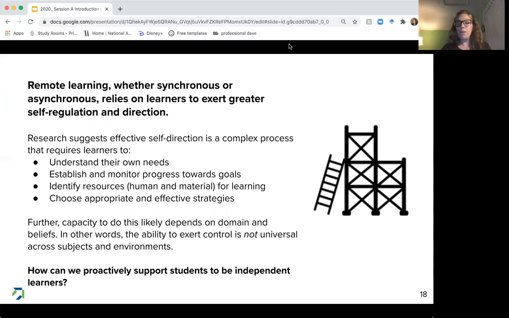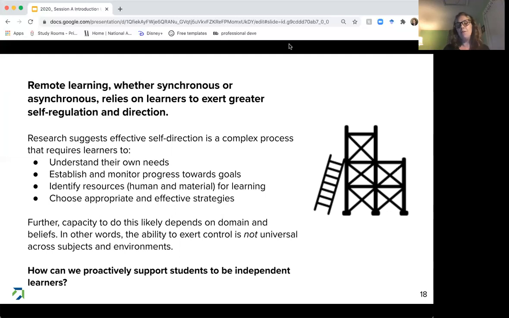Another important thing to note is that our capacity to do this is likely dependent on domain and beliefs. So our ability to be self-directed in one subject area, in one task, doesn't necessarily always translate universally to others. So we have to build our competency in all areas. And importantly, as educators, we have to assume that a student that is highly competent in self-direction in one area might not be as competent in another.